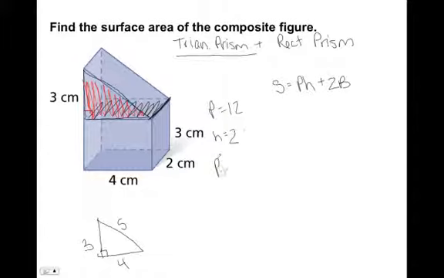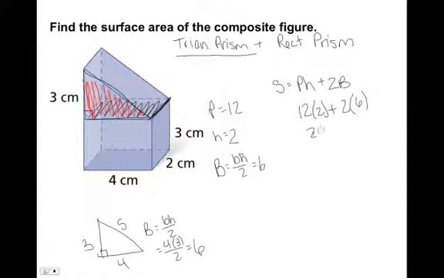We'll also need the area of the base, which remember is a triangle, so base times height divided by 2. Our base is 4, the height is 3. So I'm going to come down here and show my side work. Now we have all the information we need to find the total surface area of the triangular prism. So we have 12 times 2 plus 2 times 6, which gives us 24 plus 12, which gives us 36 square centimeters. But remember, this is the total.